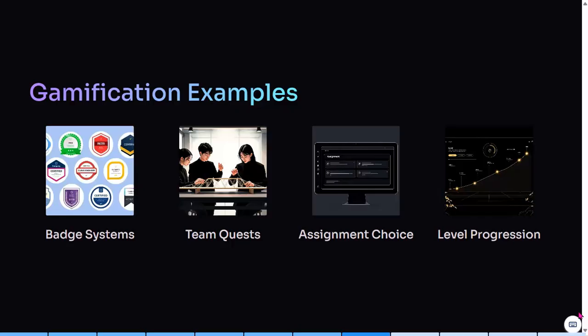Some examples of gamification in the classroom include using a badge system, using Team Quest, using assignment choice, as well as level progression. The way this looks in your classroom can be different depending on the content that you are addressing.